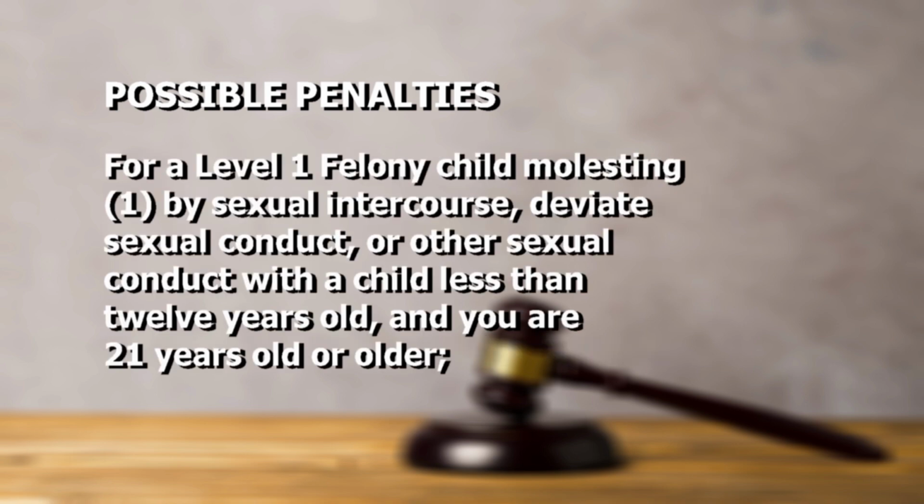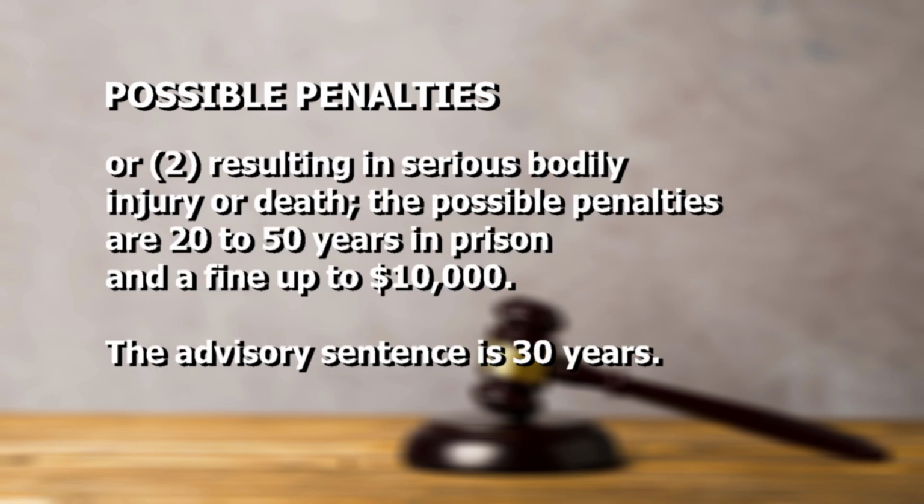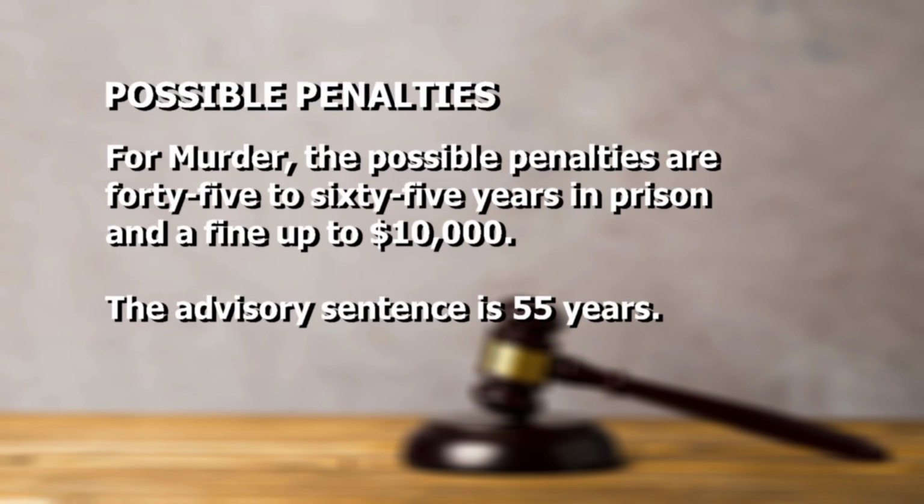For a Level 1 felony child molesting, 1) by sexual intercourse, deviant sexual conduct, or other sexual conduct with a child less than 12 years old, and you are 21 years or older, or 2) resulting in serious bodily injury or death, the possible penalties are 20 to 50 years in prison and a fine up to $10,000. The advisory sentence is 30 years. For murder, the possible penalties are 45 to 65 years in prison and a fine up to $10,000. The advisory sentence is 55 years.